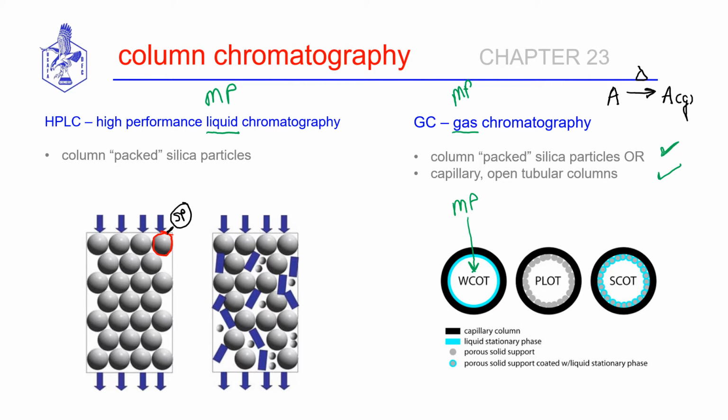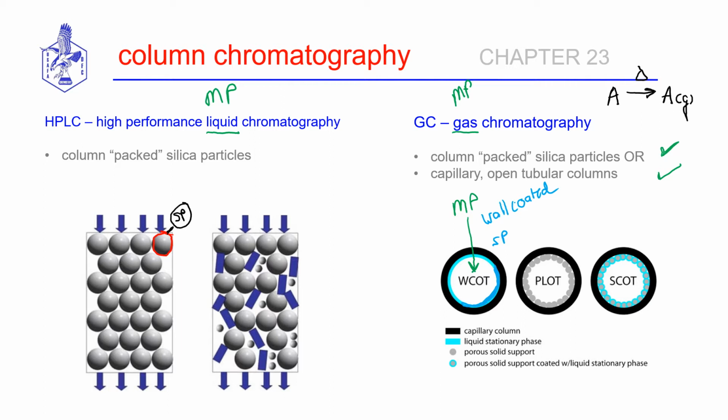We have those in which we coat the stationary phase material here in the light blue on the inner surface of the open capillary tube. These are called capillary columns. So there's your stationary phase material. That is a wall-coated open tubular design here, wall-coated.